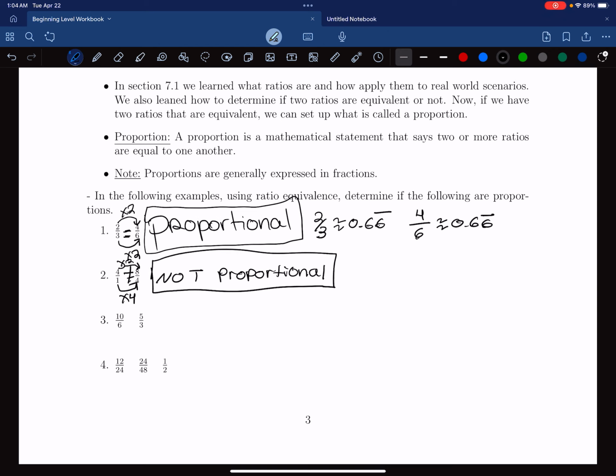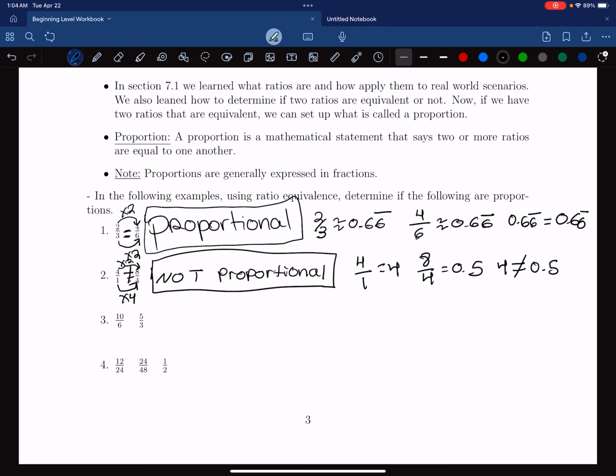And then just so we can see, if we were to do the decimal approximations like we did above, 4 divided by 1 is just 4, and then 8 divided by 4 is 0.5, and 4 is not equal to 0.5. I'll actually write that same thing up here. 0.66 repeating is equal to 0.66 repeating.